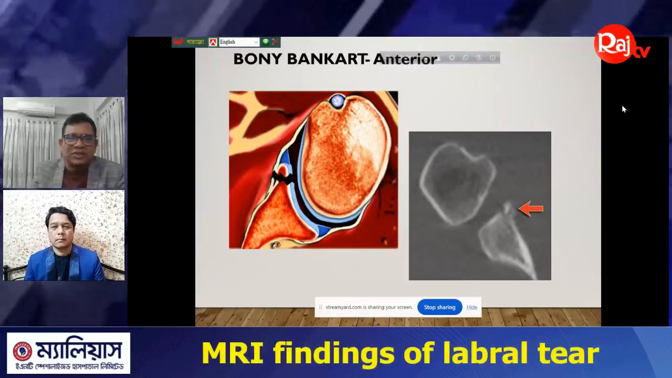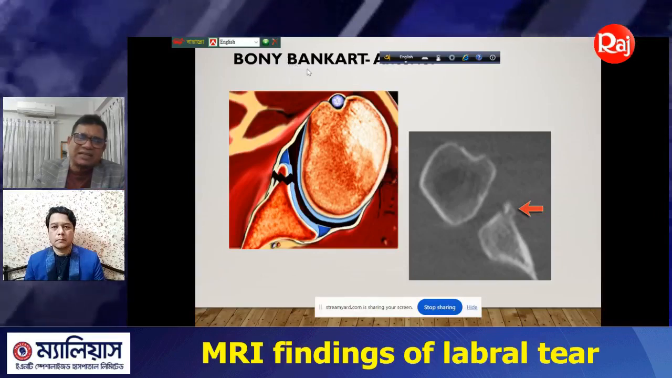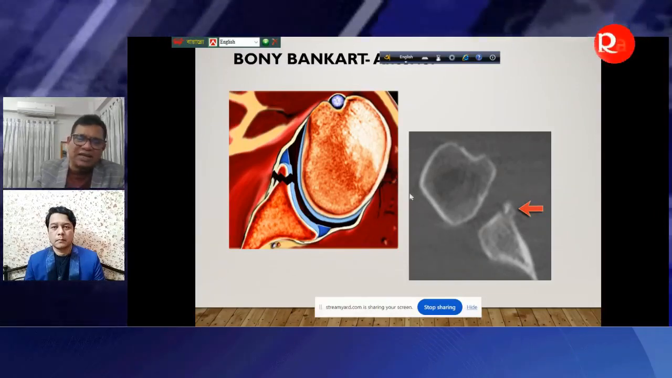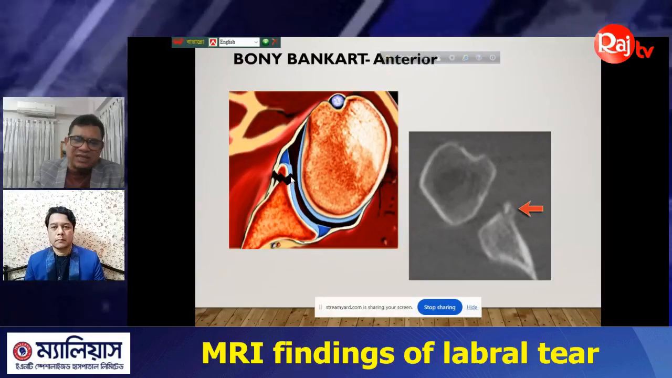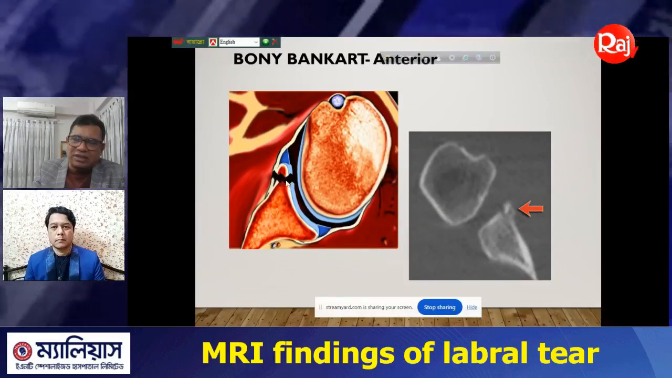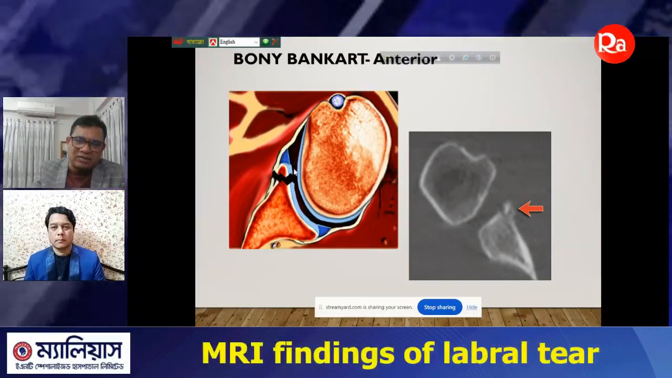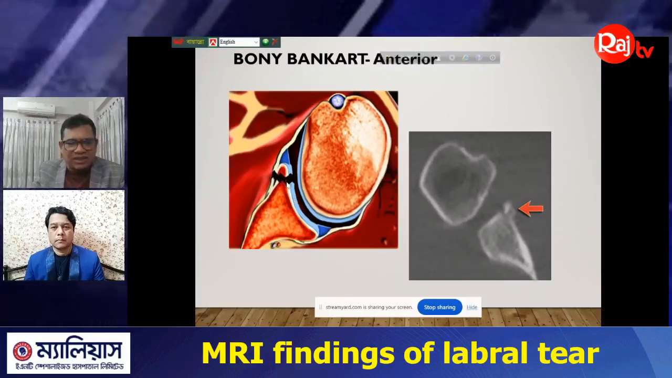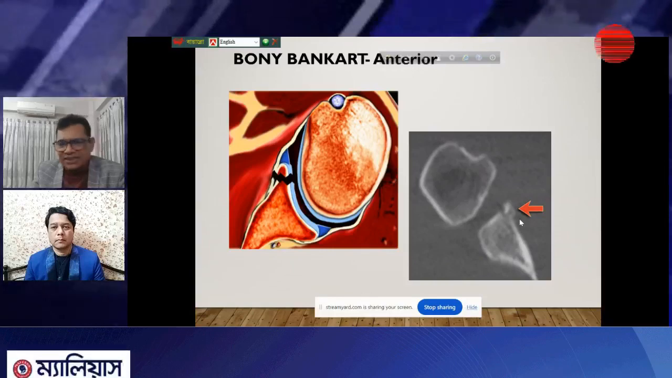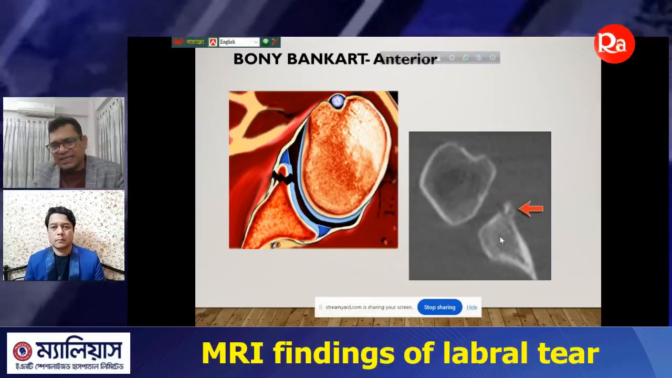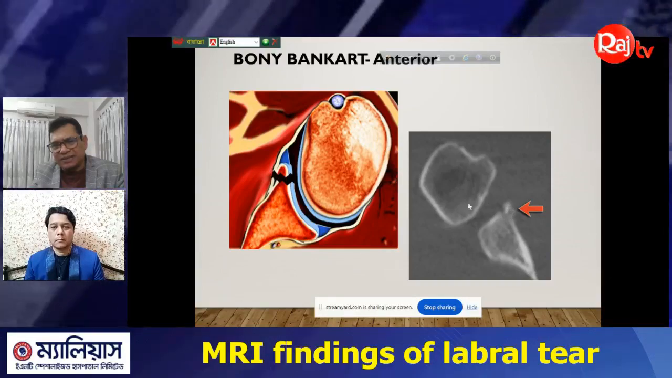And next we come to the bony Bankart. We have discussed the soft tissue Bankart, and now we come to the bony Bankart. That is detachment or fracture of the anterior glenoid rim. It may be associated with a labral tear, or it may be only a bony Bankart, and it is better seen basically in the CT scan. You can see the anterior glenoid rim is fractured in the CT scan.